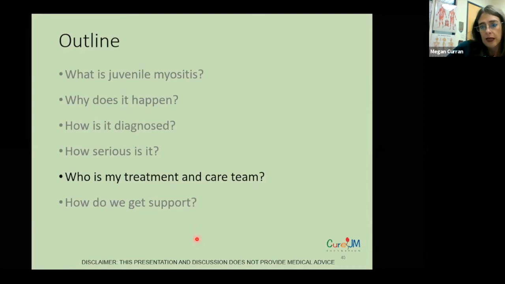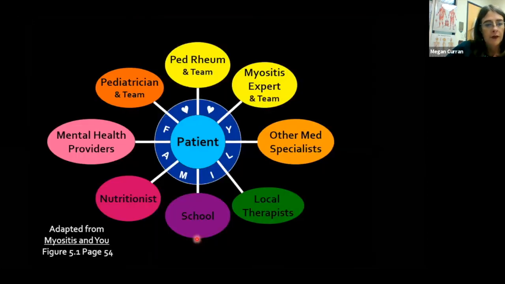So who is your treatment and care team? Now that we know what JM is, why it happens, how we diagnose this, and how serious it is, we move on to how you get help for it. And Dr. Wahezi is going to cover the majority of this. This is from a book called Myositis in You that's available on Amazon. It is like the Bible about juvenile myositis and really has a lot of wonderful information.